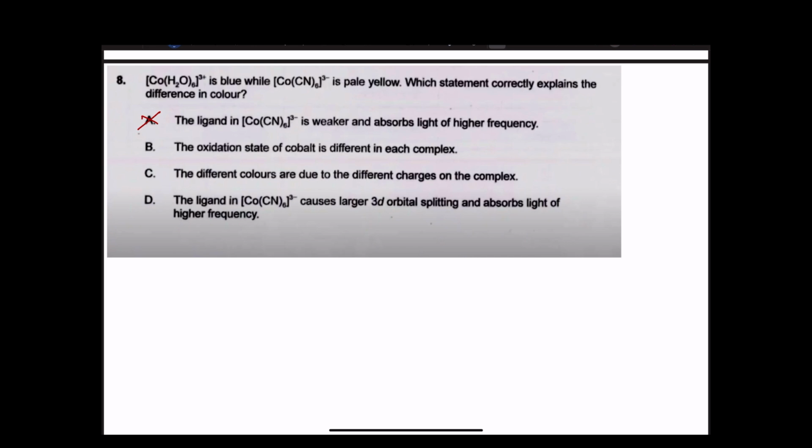Oxidation state of cobalt is different in each complex. Not the case exactly. If I find the oxidation state, 6 times H2O has 0, plus 3. So for the first one, oxidation state is plus 3, X. For the next one, if this is Co, X, CN minus, so minus 1, X will be minus 6 plus 3, so X is plus 3. So we have the same oxidation state in both, so B is wrong. Different colors are due to different charges on the complex. This is not the case. The colors always come because of the ligand, right? And not because of the charges.